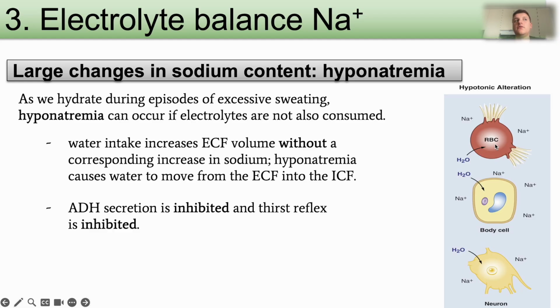When you vomit or have diarrhea, they often suggest that you take Gatorade or something with a bit more salts so that you can balance that out. Water might not be the best thing to hydrate you. Antidiuretic hormone secretion is inhibited, and then the thirst reflex is inhibited.